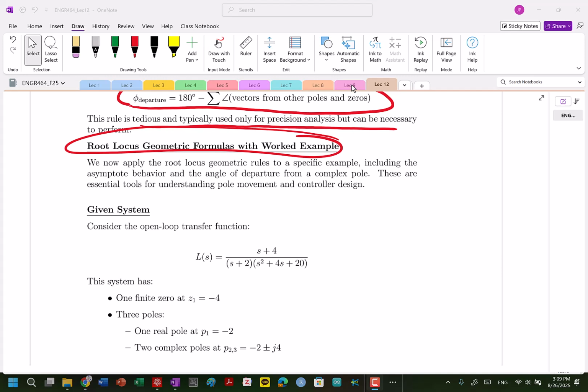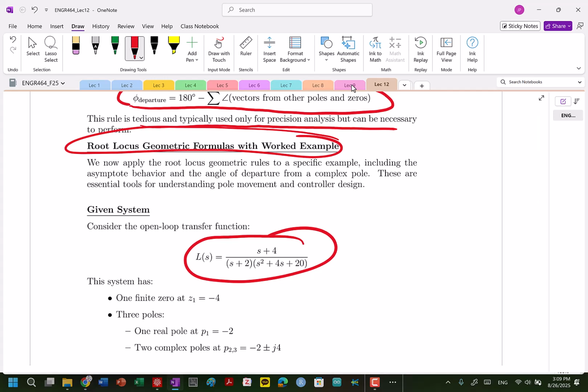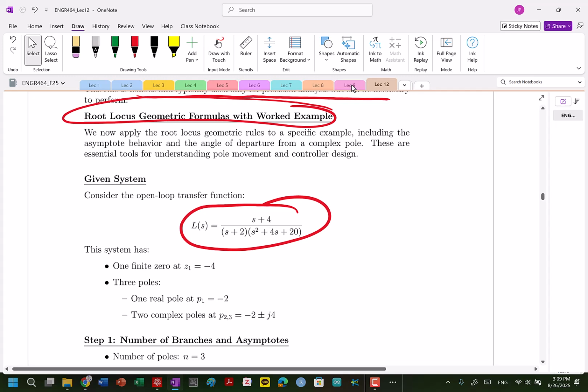All right, everyone, we are back, and now we're going to look at a very specific example, and let's try to predict some of the behavior and verify the rules. And I think it's always nice to see it in action. So let's look at this system.